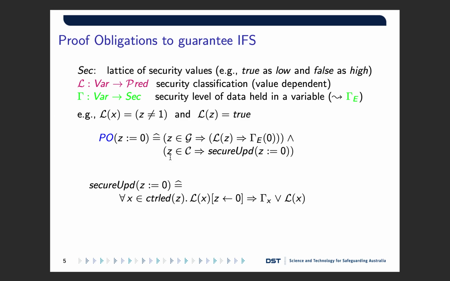If furthermore the updated variable is a control variable, we have to make sure that the effects of this update on the controlled variables are not detrimental. So we define a predicate, secure update, such that for all controlled variables, the security classification after the update is still strong enough to hold their data. In this case, either the buffer was already holding low data or the buffer's classification was already low. It's not falling from high to low.